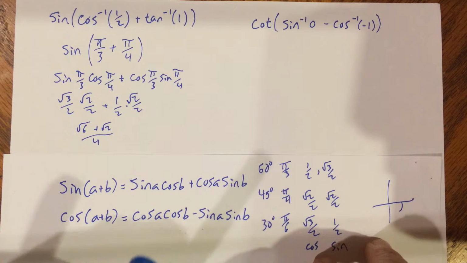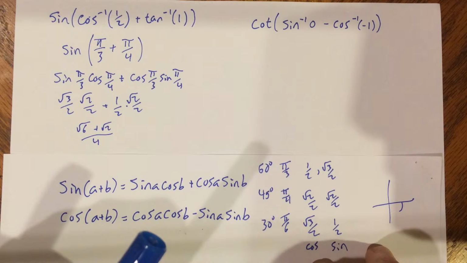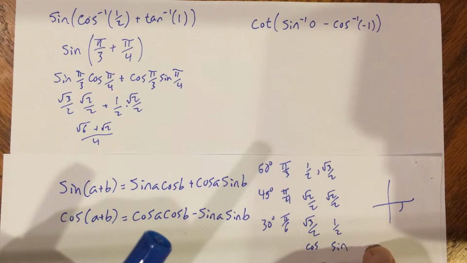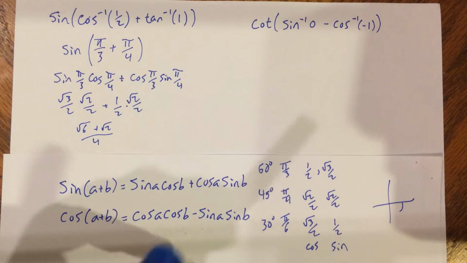Okay, let's look at the next one. Cotangent of sine inverse of 0 minus cosine inverse of -1. Well, A, we don't have a cotangent thing. B, it's minus. C, this looks hard. And let's try to figure it out.